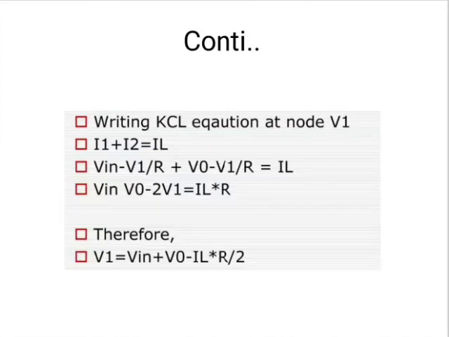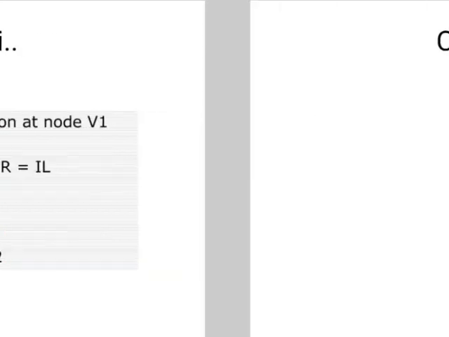I1 plus I2 is equal to IL, and Vin minus V1 by R1 is I1, and I2 is V0 minus V1 by R, which is equal to IL. So Vin plus V0 minus 2V1 is equal to IL into R. We solve this equation, so we can write V1 is equal to Vin plus V0 minus IL into R, divided by 2.